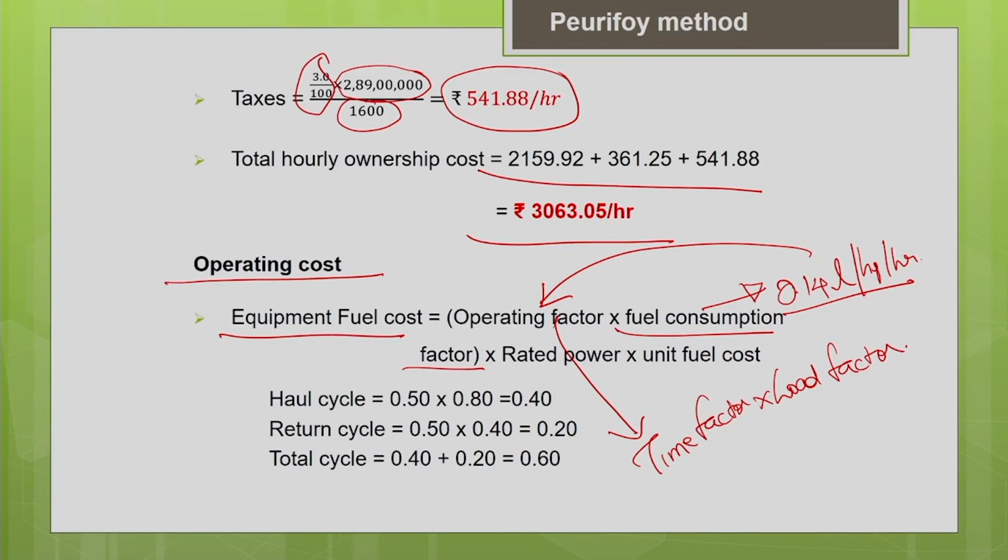Now let us estimate the load factor for the haul cycle as well as the return cycle, because the power consumption is different for the haul cycle with the load and the return cycle without the load, as discussed in the question earlier. The haul cycle contributes 50% of the total production cycle, and the return cycle contributes 50% of the total production cycle time. During the haul cycle the power consumption is 80%, and during the return cycle, when the truck is empty, the power consumption is 40%. Multiply the time by the power consumption ratio and you get the load factor. Now add both, 0.4 plus 0.2, for the total production cycle, and this is your load factor, 0.6.